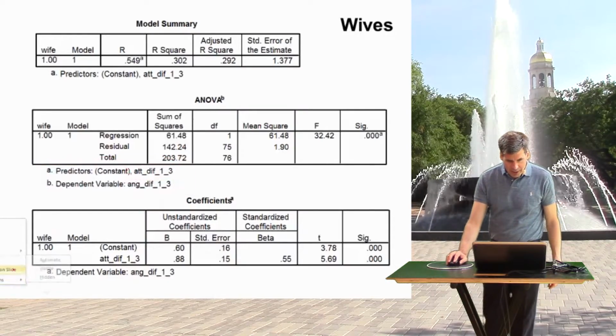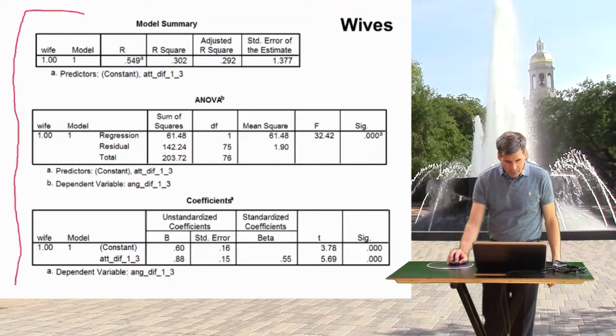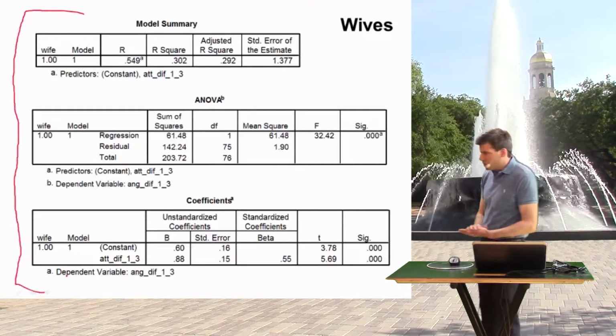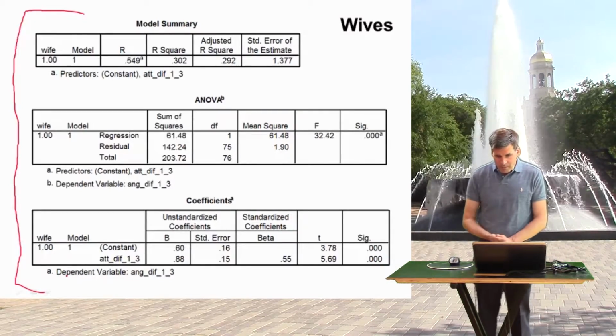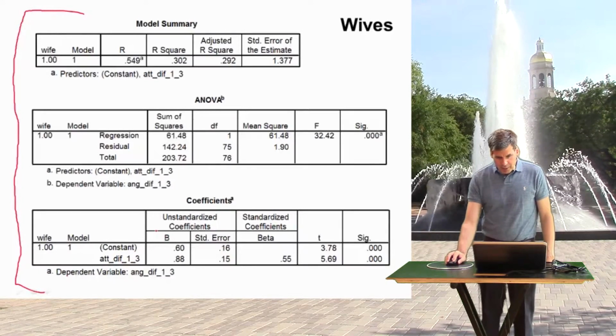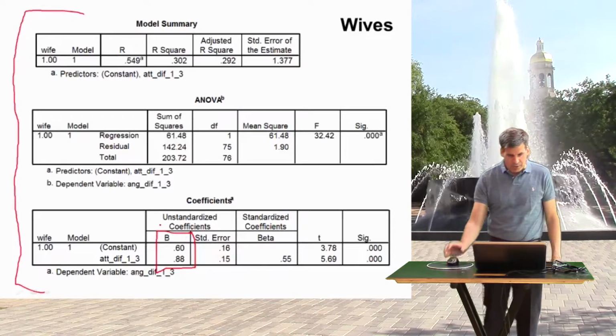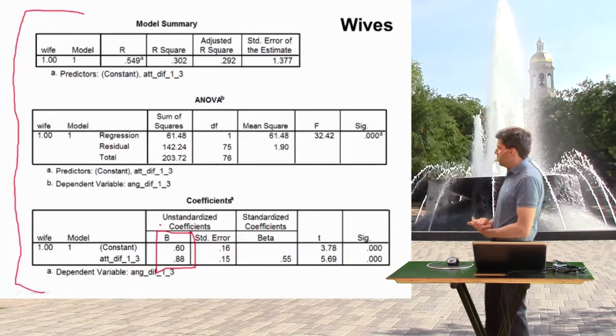Okay, let's take a step back here. So what do we see for these regression results for wives? We just looked at the correlation. What about the regression? Well, let's start with the very bottom here. The very bottom, this is the output where it says B. This is the output for a regression equation giving us the intercept and the slope.